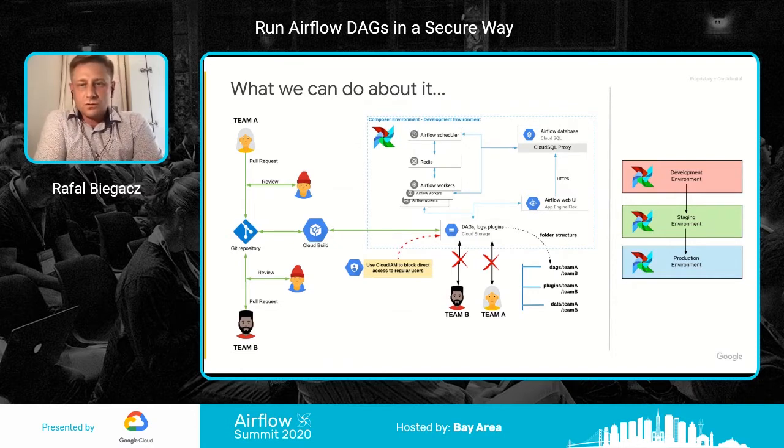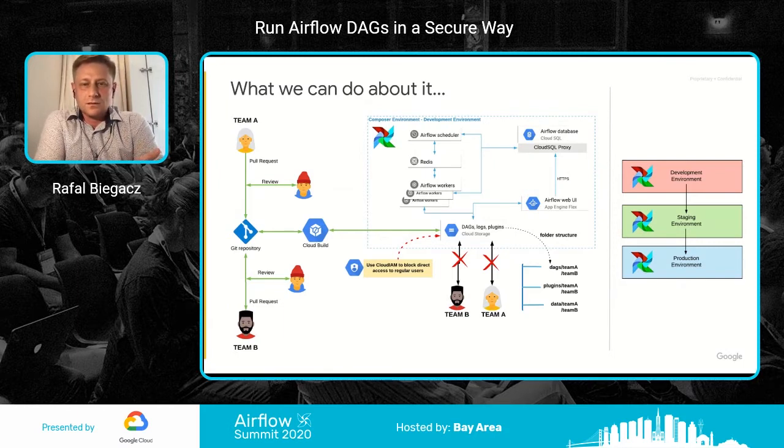So what you can do in such a case is use Cloud IAM permissions to block direct access for your developers to the file system, and you can establish the following engineering practice: all the DAG developers need to first commit the code of the DAGs into a software control system.